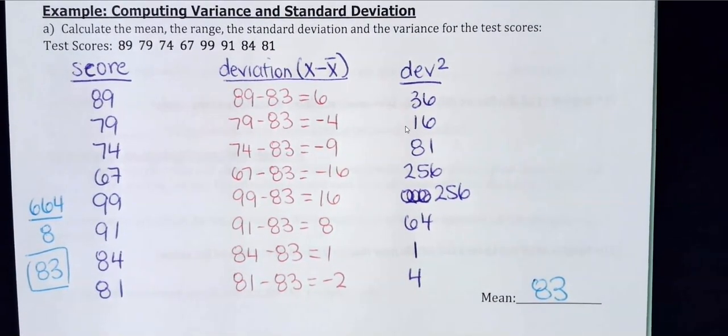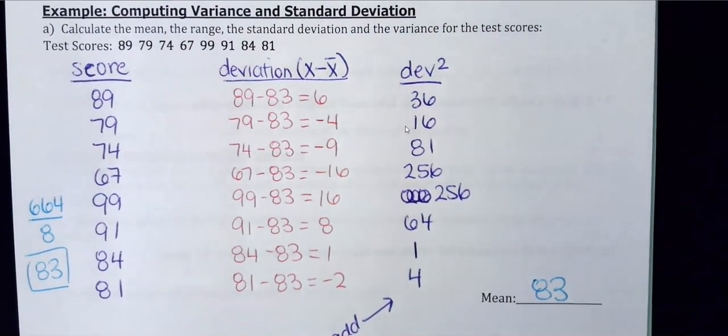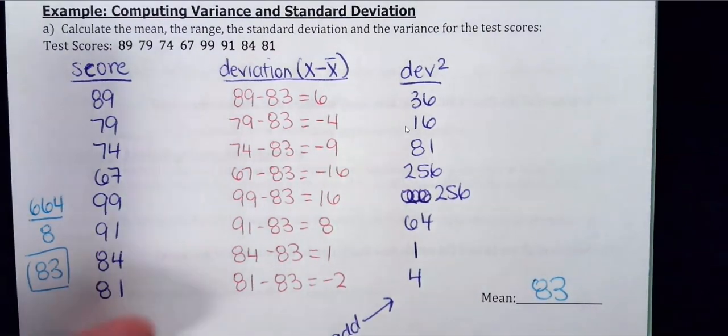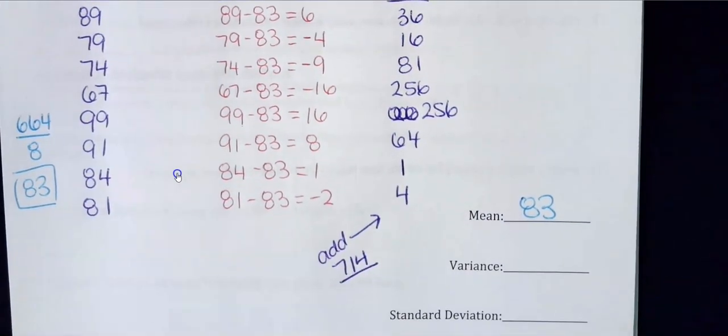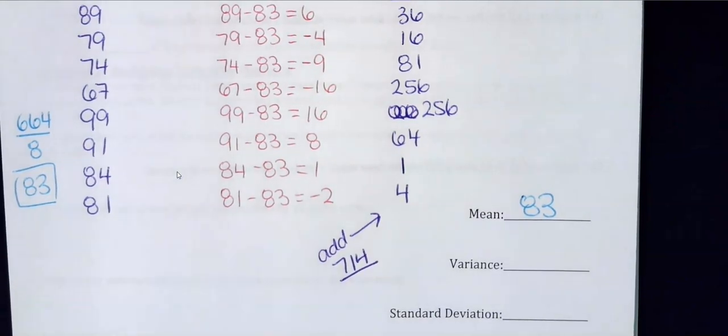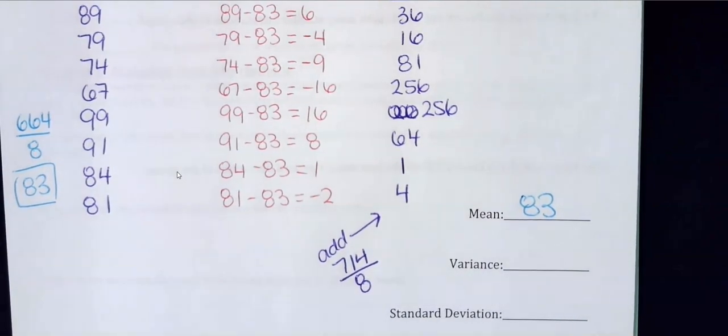Okay, to calculate the variance, you take the sum of the deviations squared. So all we're going to do here is add those numbers: the 36, the 16, 81, 256 twice, 64, 1, and 4. You should get 714. I'm not on the screen. Okay, so I'm adding those up, and then you divide by how many there are. There's still 8 of them. And the variance is the average of the squared deviations. So I'm going to divide that by 8 real quick.